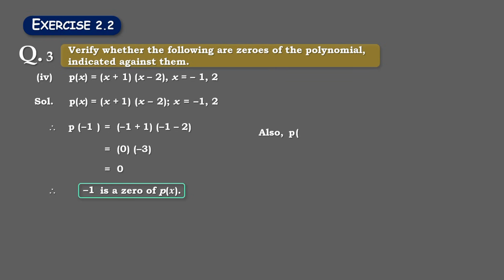After substitution, the first factor becomes 3 and the second factor becomes 0. 3 multiplied by 0 gives 0. So, the value of the polynomial is 0. Therefore, 2 is also a zero of the polynomial. Hence, both minus 1 and 2 are zeros of the given polynomial.